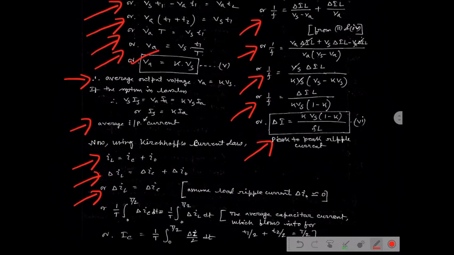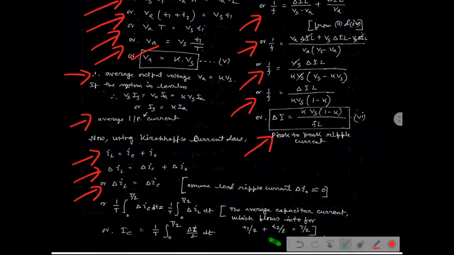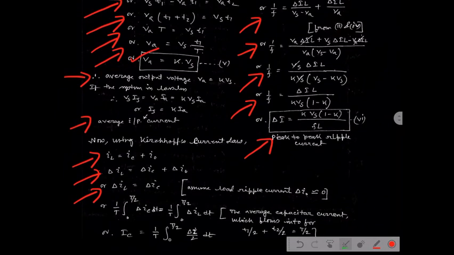After integrating both sides from 0 to T by 2, as we know, the average capacitor current flows through for T1 by 2 to T2 by 2. So the summation of these two will give you capital T by 2, meaning total time by 2. That is why we can replace the term over here. So after integrating both sides, the capacitor current IC will give you 1 by T integration of 0 to T by 2 del I by 2 into dt.